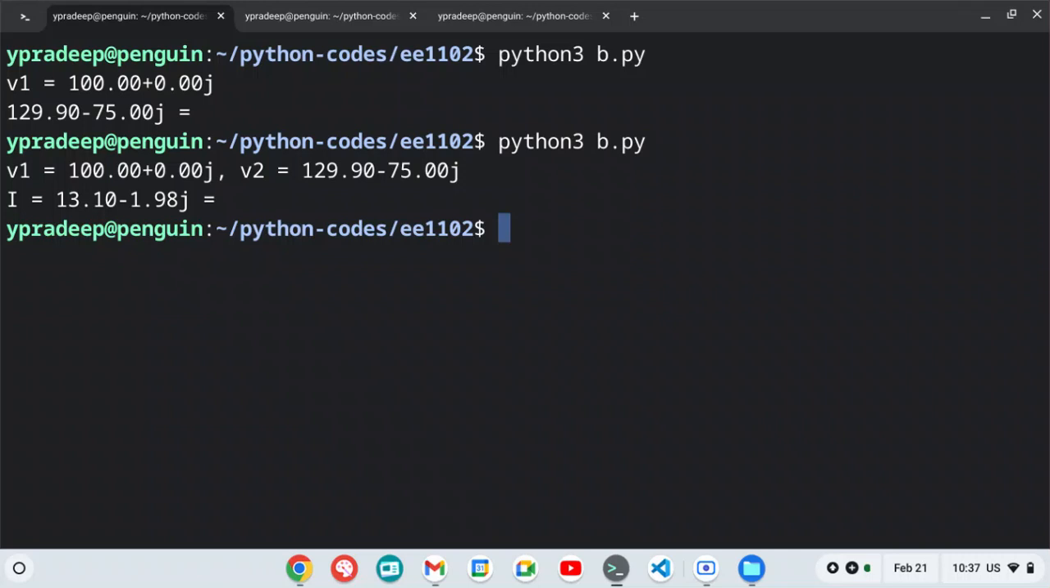So I got the answers now. So V1 is 100 plus j0, you all agree to that. V2 is 129.9 minus j75. Okay. That is because of 30 degrees, right?